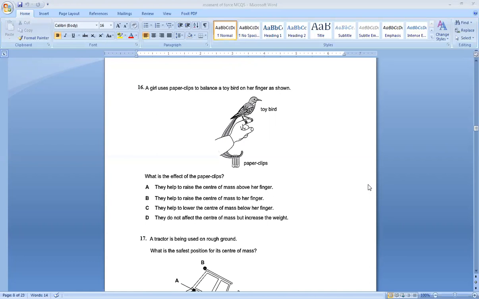So by adding the paper clips, we lower the center of mass of the bird. If the center of mass lies below the point of suspension, the point of suspension is the finger or the feet of the toy. If the center of mass is below the point of suspension, then the bird is in stable equilibrium. So in this case, what is the effect?